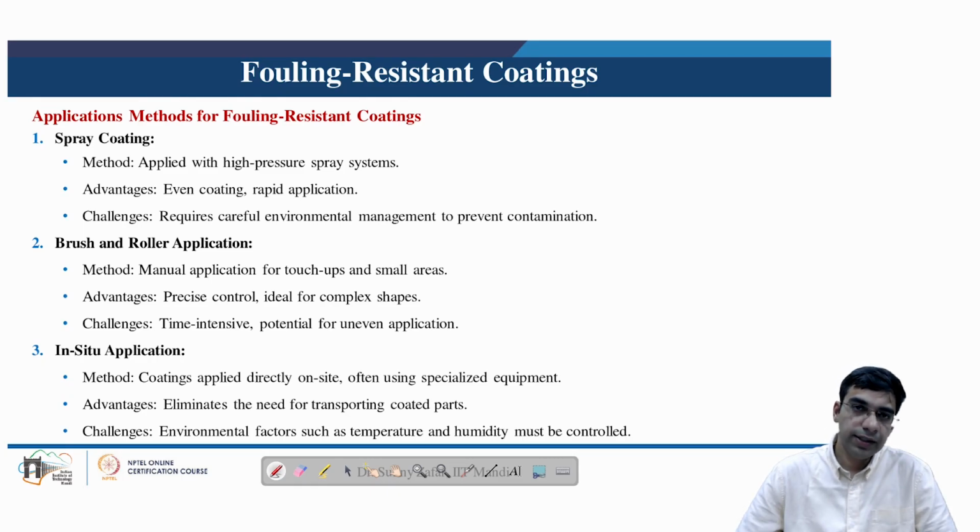The third method is the in situ application, where the coatings are directly applied on site using specialized equipment. The advantage of in situ application is that it eliminates the need for transporting the coated parts. The challenges of fouling resistant coating involve environmental factors such as temperature and humidity that must be controlled.